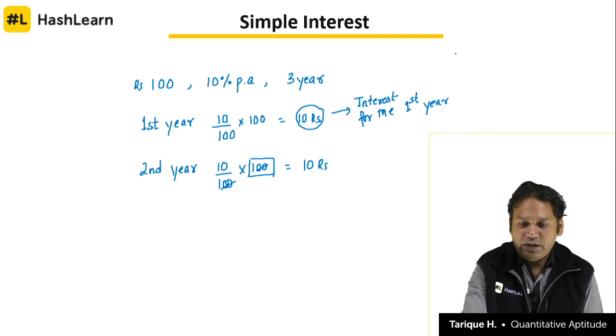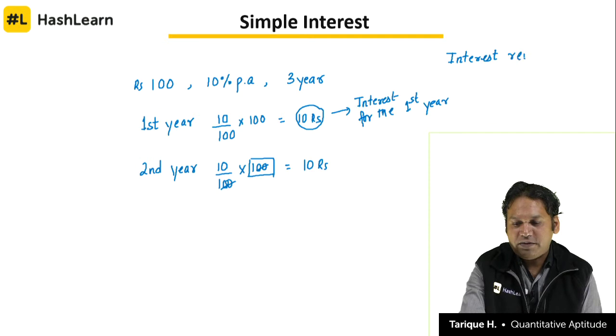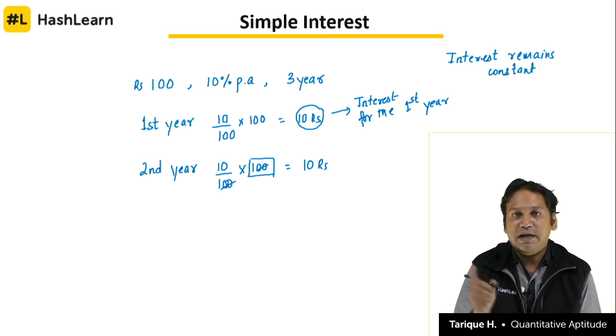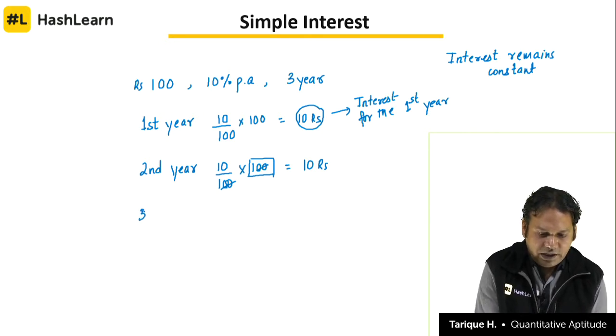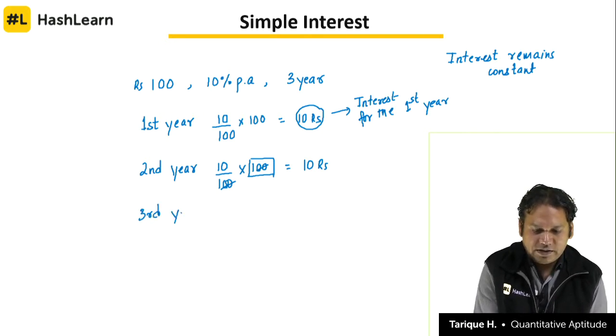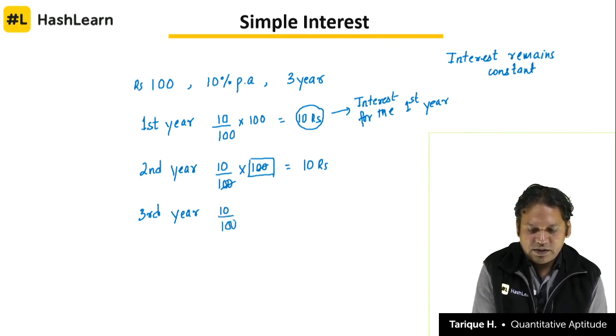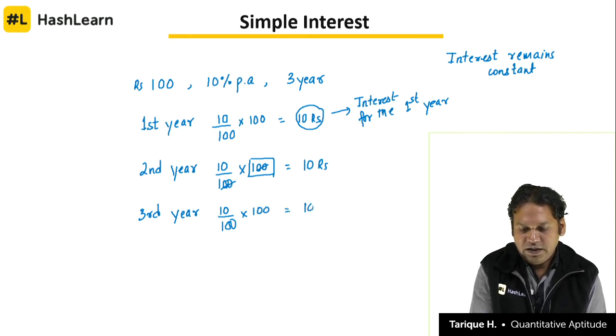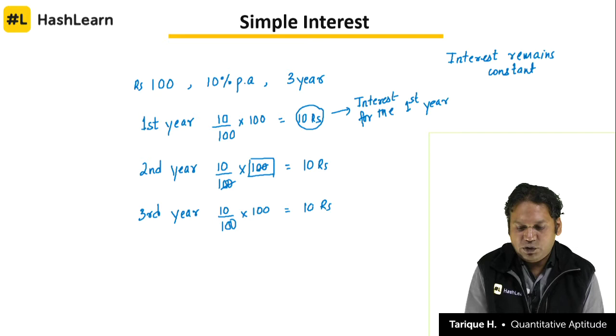So very important to note here that interest remains constant every year. In the case of simple interest, interest remains constant, the principal remains constant. Clear? So every year the interest earned will be same. So third year again, if I calculate here, what is the interest? 10% of 100 rupees. Again we are not adding the interest earned in the previous years. So now total interest is how much?